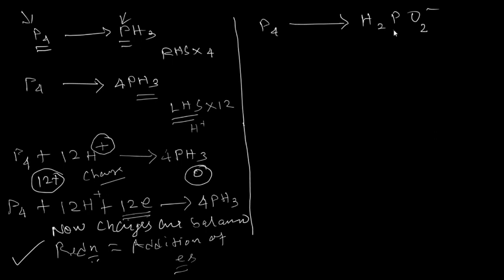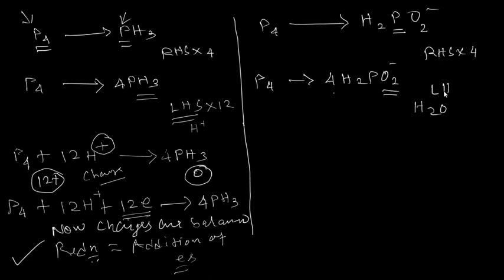First, balance phosphorus by multiplying it by 4 in the RHS side. So we'll get P4 gives 4H2PO2 minus. And now we have to balance the oxygen. For balancing the oxygen, we have to add water molecules on the other side of the reaction. That is, if the oxygen is on the RHS side, we have to add the water molecules on the LHS side.